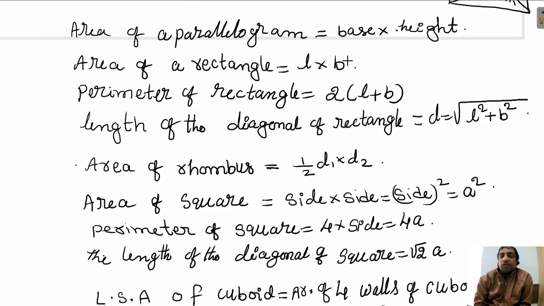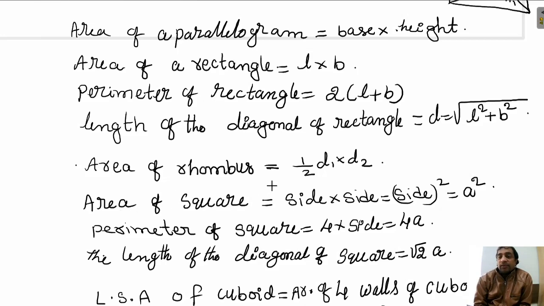Area of rectangle is equal to L into B. Perimeter of rectangle is 2 into (L plus B). And length of the diagonal of the rectangle, D, is equal to under root of L square plus B square. Area of rhombus is equal to half into D1 into D2.